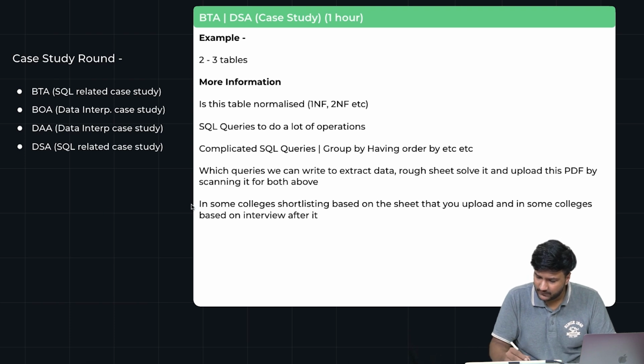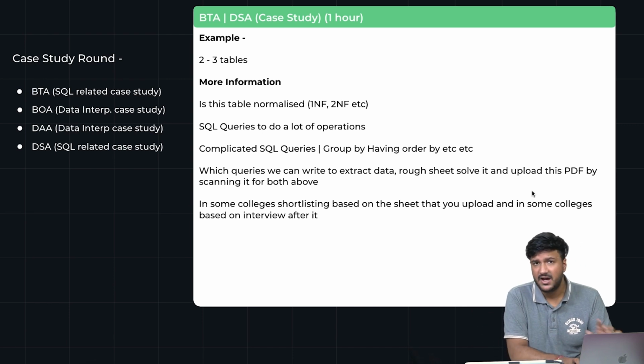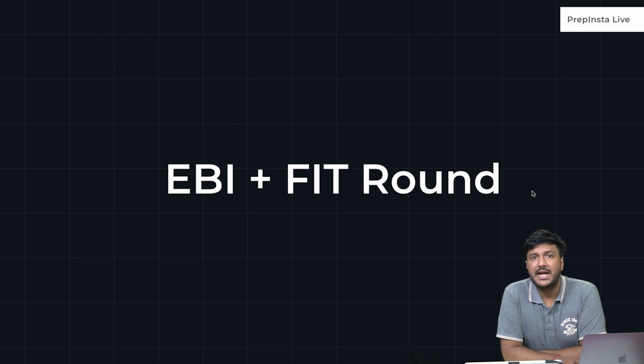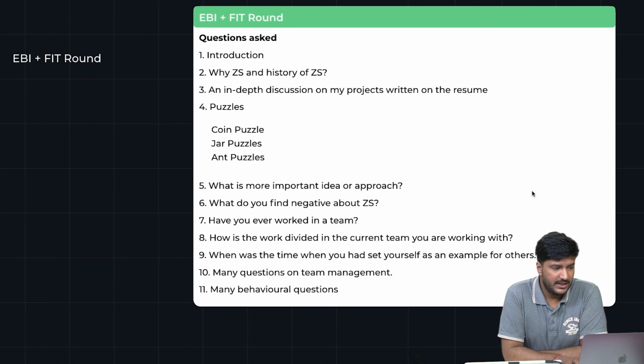So again, rough sheet, you have to upload it, and then in some colleges, shortlisting is done based upon the sheet. In some colleges, there's an interview after it. But again, we've seen interview is not there anymore. Post that, there's something called as EBI plus FIT round, right? So EBI plus FIT round is basically taken by somebody who's already a manager at ZS, right?